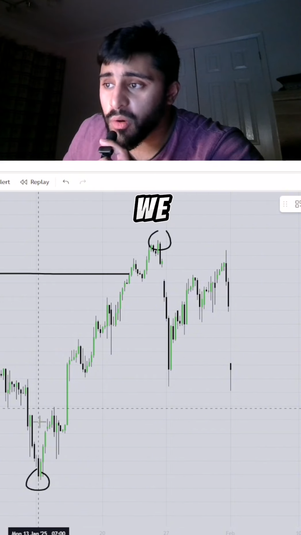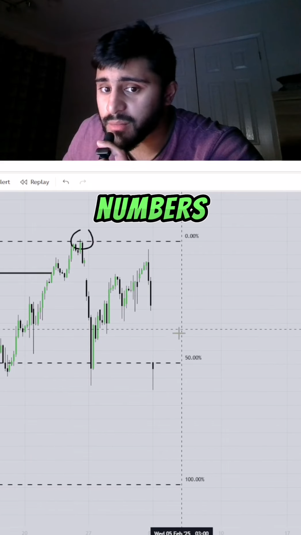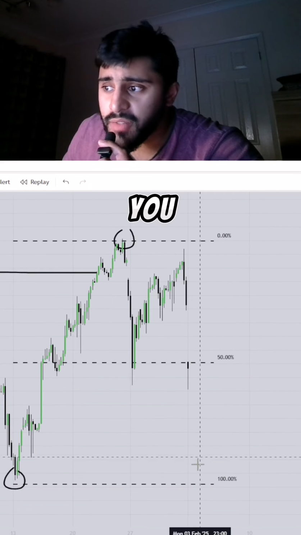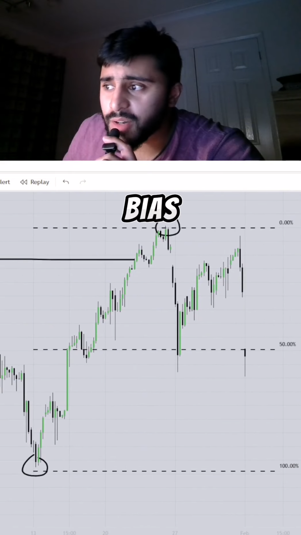Now we have what we call our Fibonacci tool. So the Fibonacci tool, you only ever need three numbers, and the middle number is the most important. You don't even need the 0 and the 100. You actually need the 50. What is your bias now on ES and NQ?